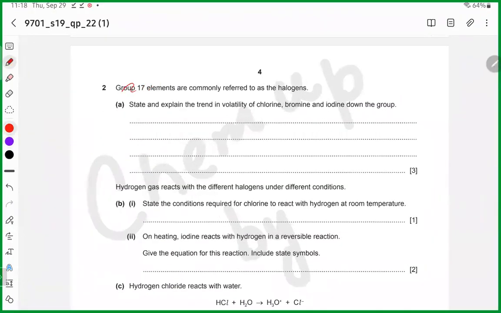Group 17 elements, commonly referred to as halogens.